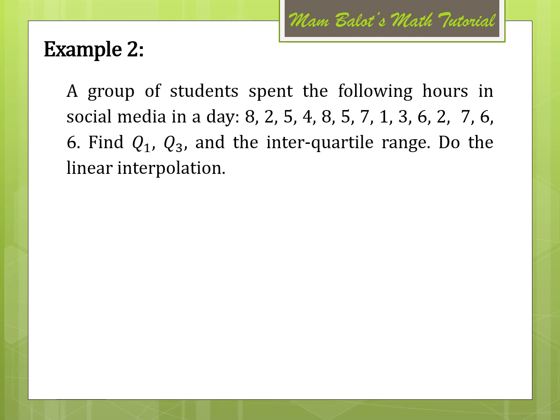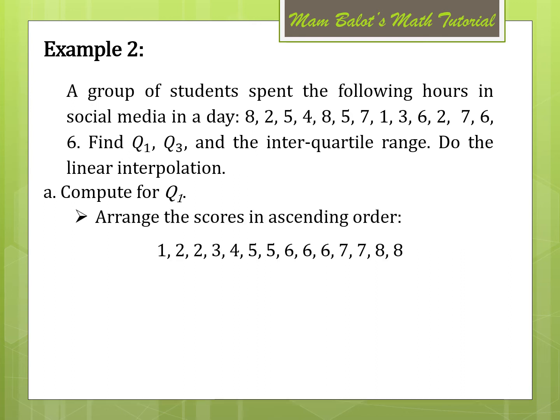Example 2. A group of students spent the following hours in social media in a day. We have 8, 2, 5, 4, 8, 5, 7, 13, 6, 2, 7, 6, 6. Find q sub 1, q sub 3, and the interquartile range, and do the linear interpolation. So again, we follow the steps in computing for the quartiles. So in computing now for the first quartile, we need to arrange the data in ascending order.